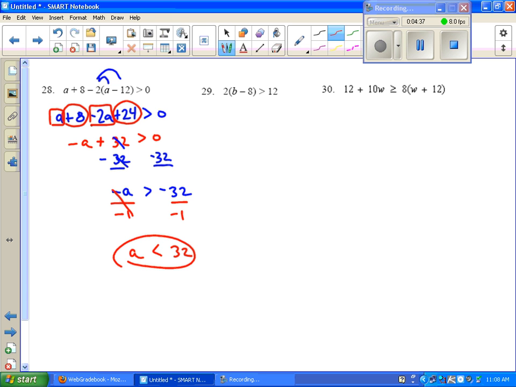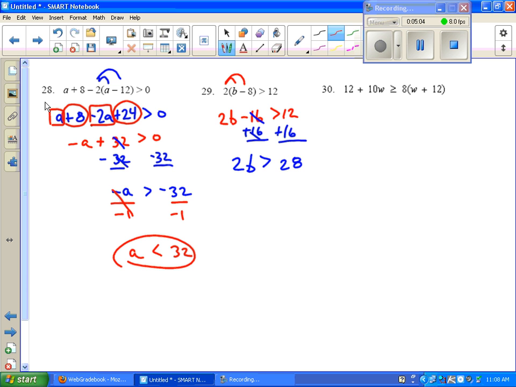For number 29, get rid of b minus 8. You have to distribute 2 times b to get 2b, and 2 times -8 to get -16 is greater than 12. Move your -16 over by adding it. If you add it to the left, again, add 16 to the right. You still have 2b on the left, and 12 plus 16 is going to be 28. All you did was add, so you keep greater than.